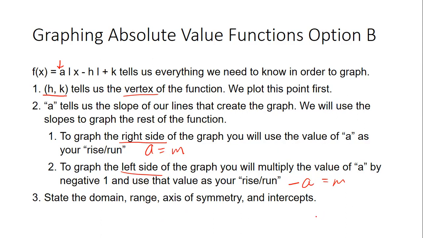Wait, what is the A again? A, the arrow right here, the number outside of your absolute value, the number in front that's being multiplied.